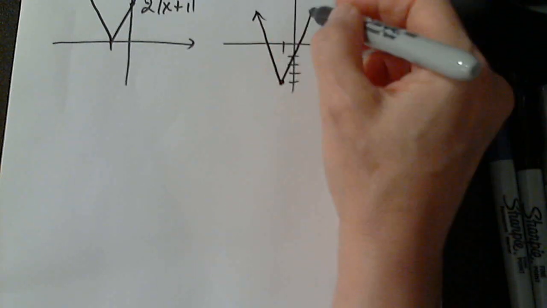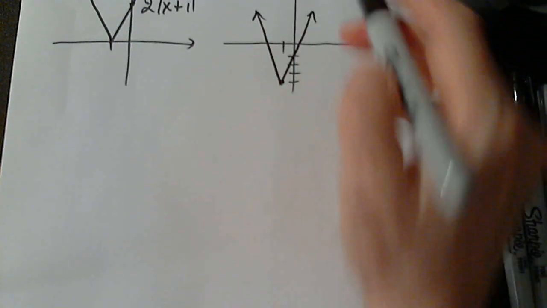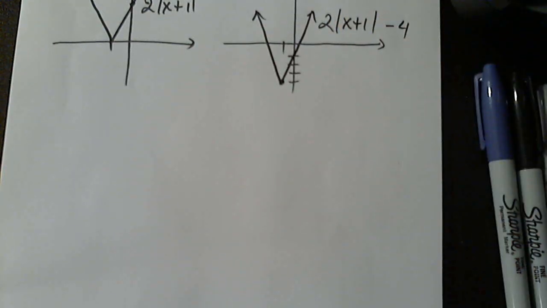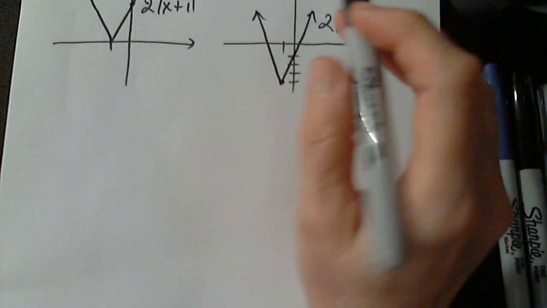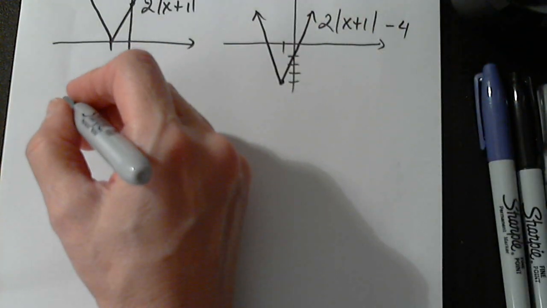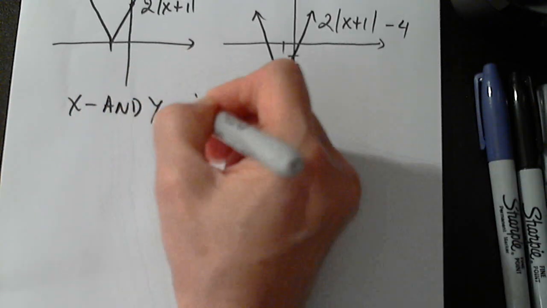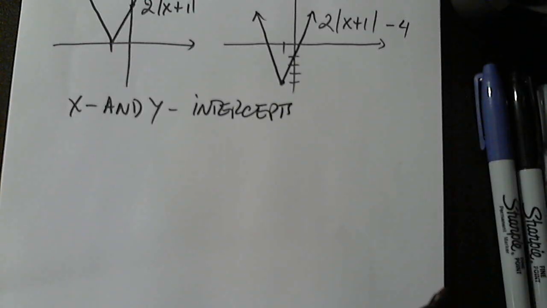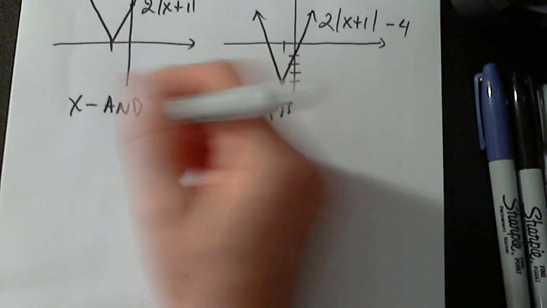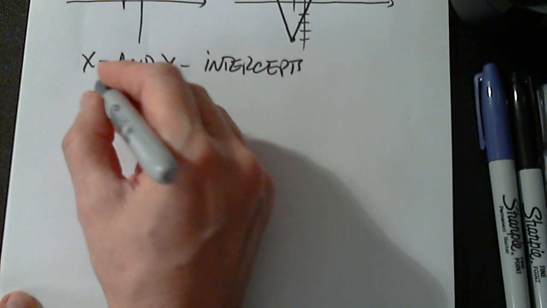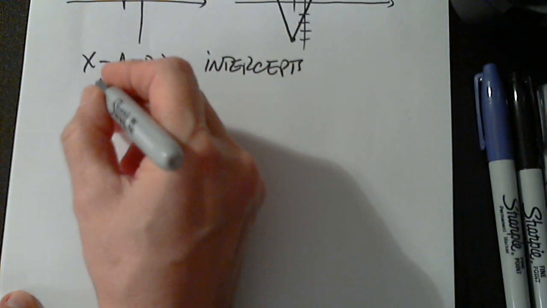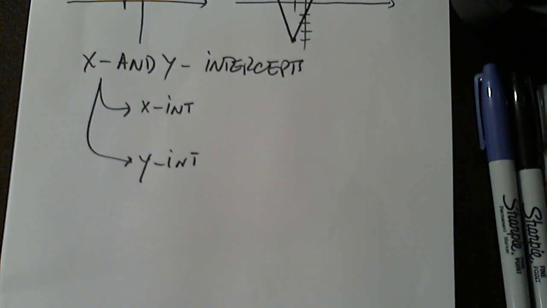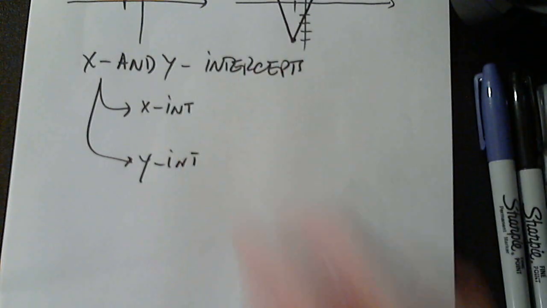A quick graph. Is this exact? No. 2 absolute value of x plus 1, minus 4. An exact graph will require the x and y intercepts, at least, which I did not determine. But I can. How do I determine the x and y intercepts? Can anyone tell us how do I find the x-intercept? And then later on, how do I find the y-intercept? For any function, any graph. How do I find the x-intercept?